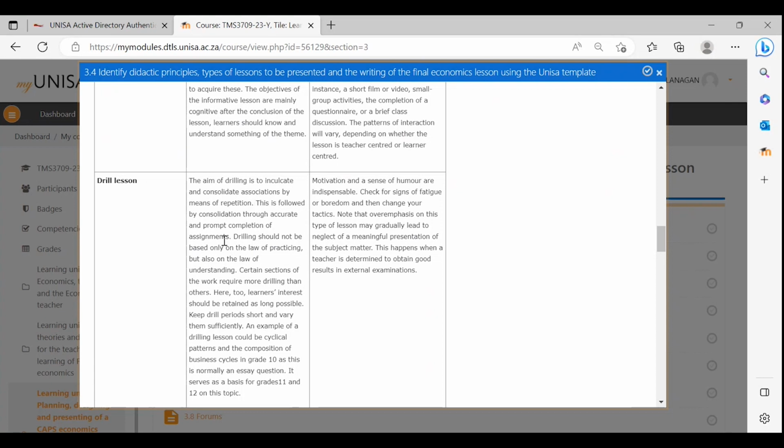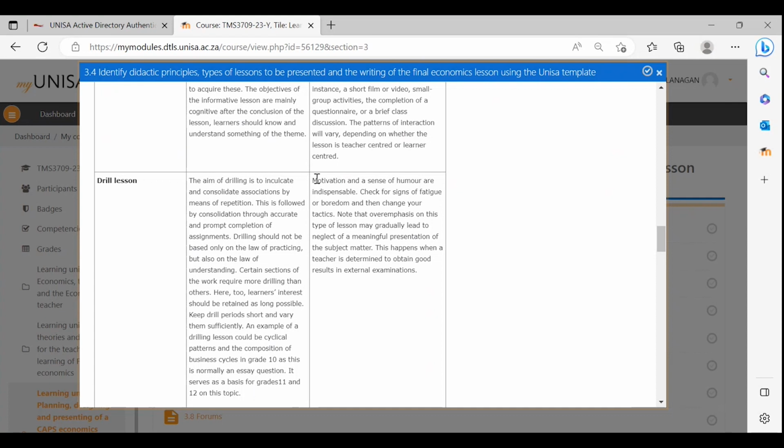Drilling should not be based only on the law of practicing, but also on the law of understanding. Certain sections of the work require more drilling than others. Here, learners' interest should be retained as long as possible. Keep drill periods short and vary them sufficiently. An example of the drilling lessons could be cyclical patterns and compositions of business cycles in grade 10, as this is normally an essay question. It serves as a basis for grades 11 and 12.